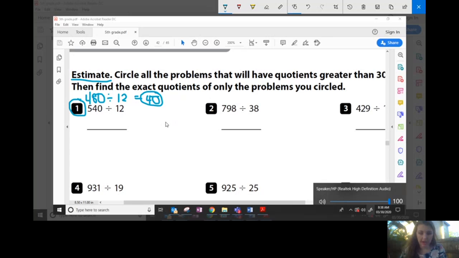So I'm going to go over to the side and find the exact quotient. And I'll do it 2 ways because I know some students are using different ways for division. So 540 divided by 12. And I'm going to start with partial quotients.